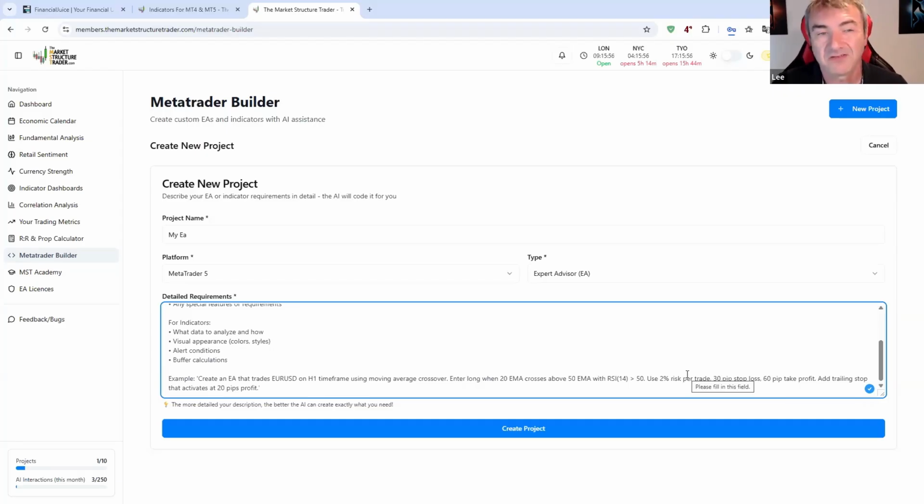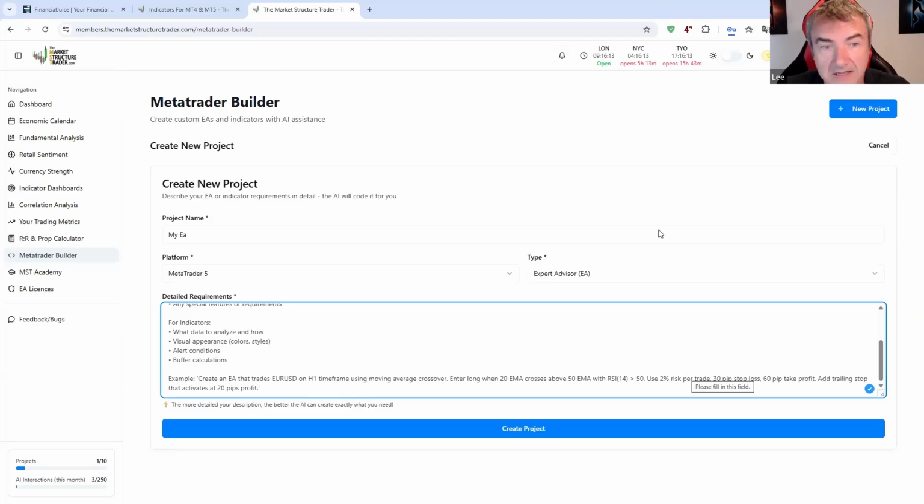So this AI is coded specifically for MetaTrader 4 and MetaTrader 5. It's got all the coding logic and the understanding of the MetaTrader code base, much more enhanced than you will find on other AIs. So this has been trained specifically to build EAs.